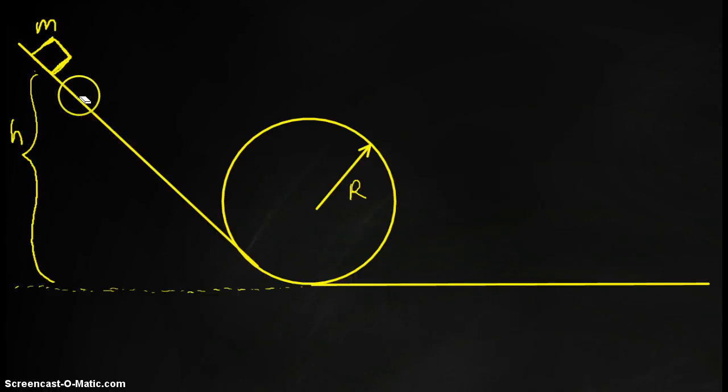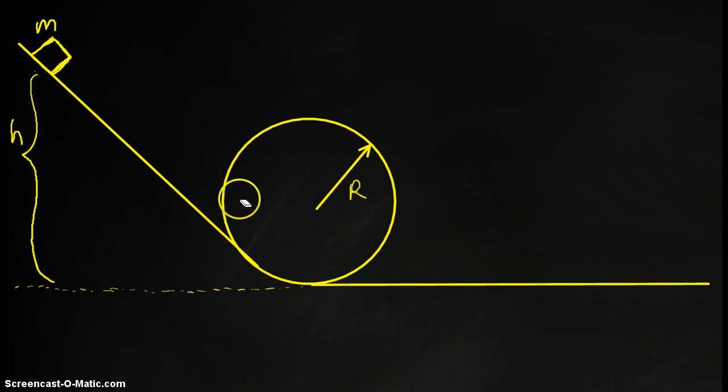Alright, we have this problem of an object of mass m, initially at a certain height, on this inclined surface. When we release the object of mass m, it will come to the bottom of this circular part of the track, and it enters inside the circle. It completes a loop and it continues its motion on this level surface.